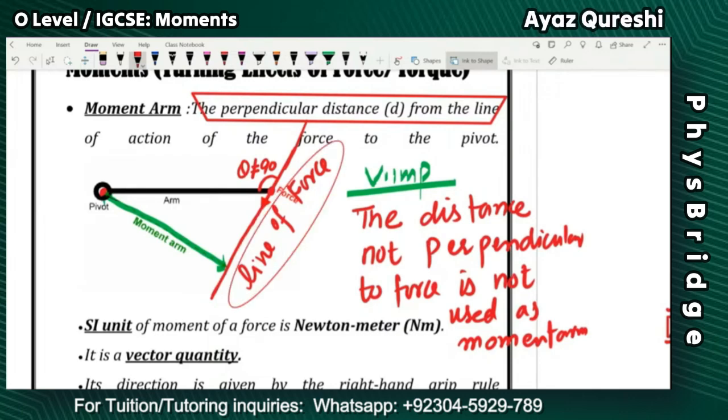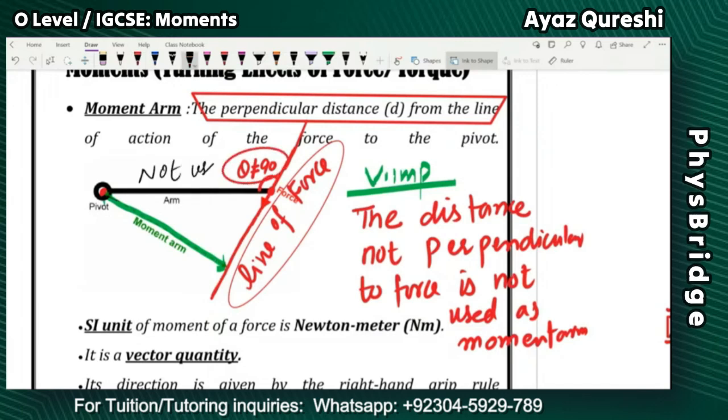That force is making certain angles with the black line and the green line. The black line is not making a 90-degree angle, so you will not use it as D, I mean as a moment arm. But this green line is perpendicular. It is making a 90-degree angle with the line of force. That's why I will use that for my further calculations of the moment.